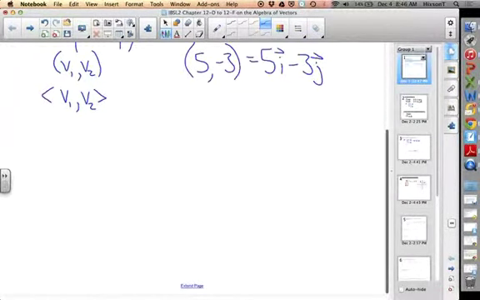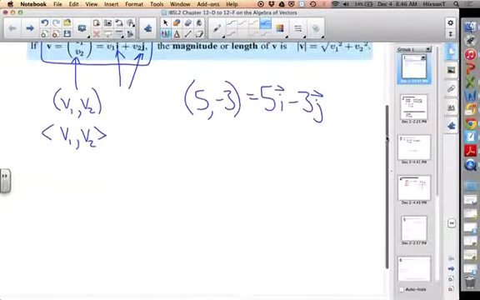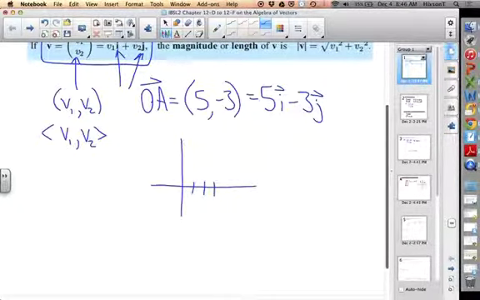If we had the vector 5, -3, I'll just use it as a position vector. Let's say we have the position vector OA. So here's the point A. The position vector here is going to be that vector, OA.